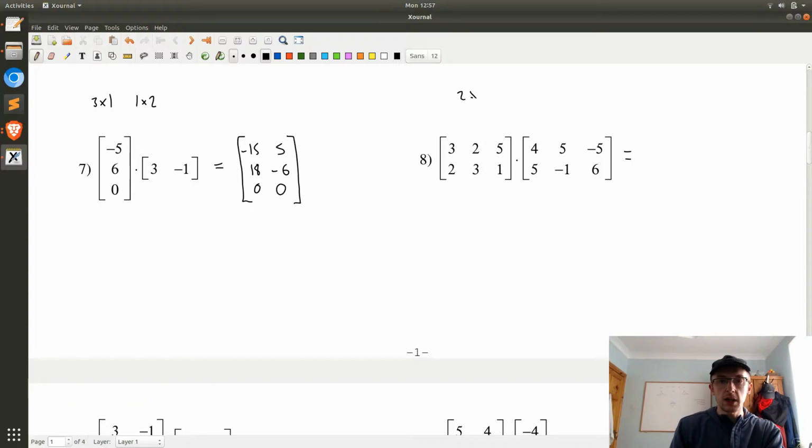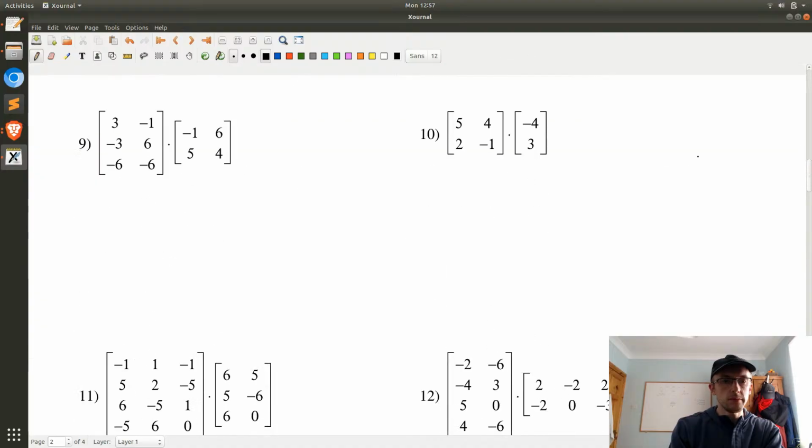Here, we've got a 2 by 3 matrix multiplied by a 2 by 3 matrix. This is not defined because the 3 and the 2 do not match. What about in this position here? A 3 by 2 matrix multiplied by a 2 by 2 matrix. So the result will be a 3 by 2 matrix. And we just go ahead and compute.